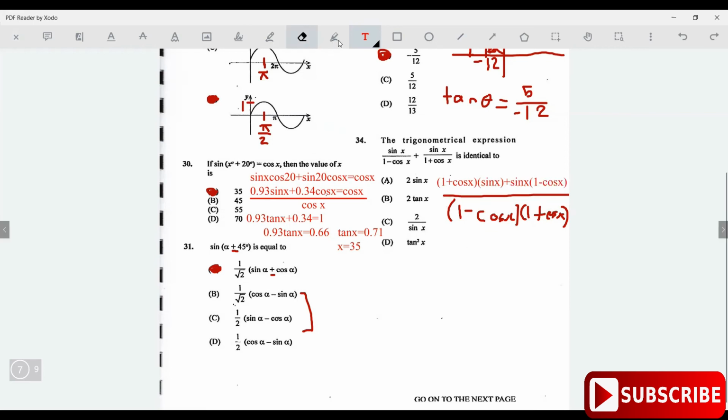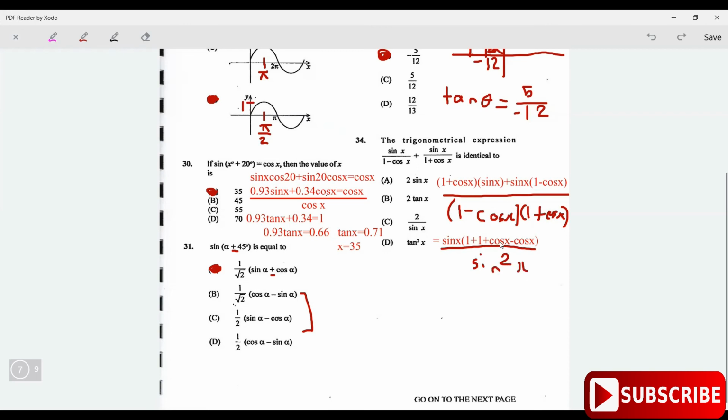And now what you can do is realize that you can factor out sin x in the numerator. So in the numerator, you factor out sin x, then you're left with 1 plus cos x plus 1 minus cos x, and that just leaves 1 plus 1, because the plus cos x and the minus cos x cancel each other. And then you're dividing it by 1 minus cos x times 1 plus cos x, which is 1 minus cos square, and 1 minus cos square is sin square x.